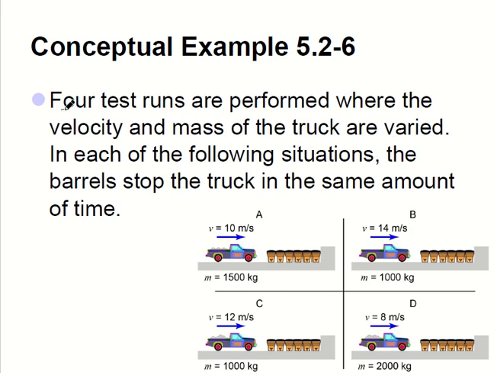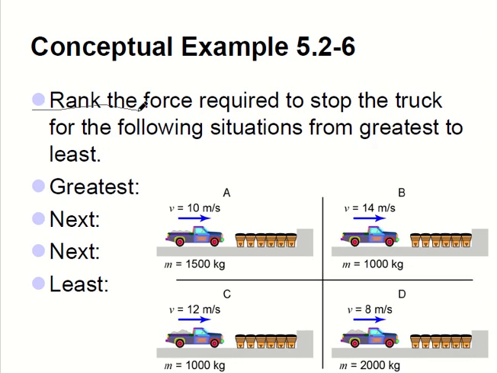So when you look at it, there are 4 test runs, 1, 2, 3, 4, and we're going to look at the velocity and the mass of the truck. They are different, 10, 14, 12, and 8 here, in each of the following situations, A, B, C, and D. The barrels are going to stop the truck in the same amount of time. So the only thing that is the same is the time. Your question is asking you to rank the force required to stop that truck for the following situations, from greatest to least.